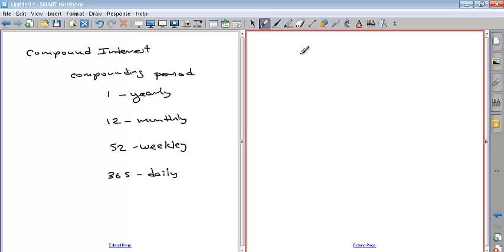So the basic formula says that the amount that you would have after a certain number of time periods is equal to 1 plus your interest rate divided by the number of compounding periods, raised to the t times the number of compounding periods. And you have to multiply this by the amount that you originally have in your account, P. So P is your original amount, and that would usually be in dollars.